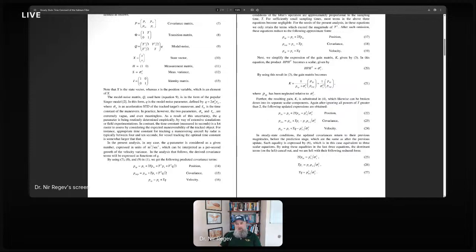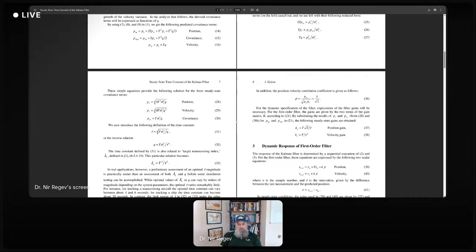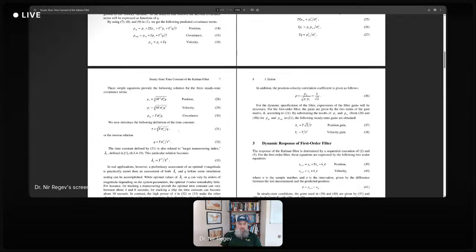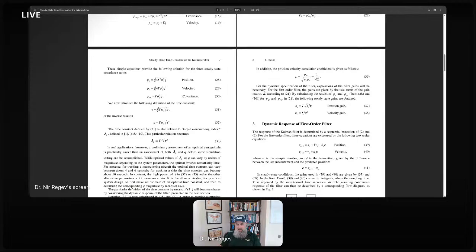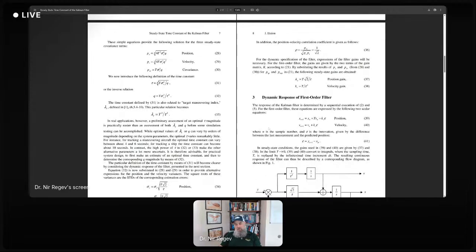And he goes on and derives the P matrix, or the P components in the matrix, as well as the Kalman gain for first order and second order filters, like constant velocity, constant acceleration type filters or dynamics. And here he defines the time constant, and he ties it to the target maneuvering index, which is defined in Yaakov Bar-Shalom's book about tracking, and he actually lists the equation in which it's defined. So he ties it to this maneuver constant.